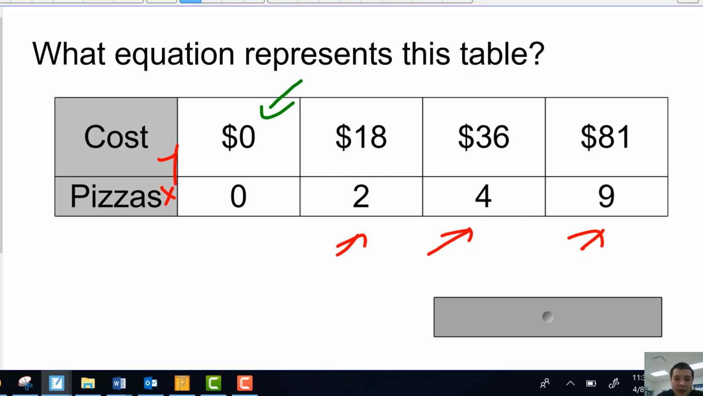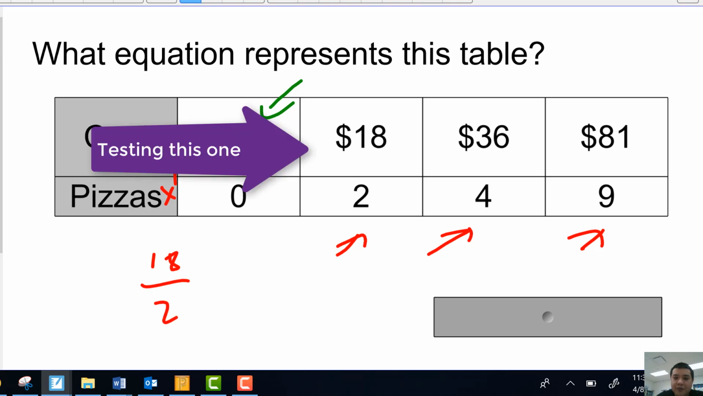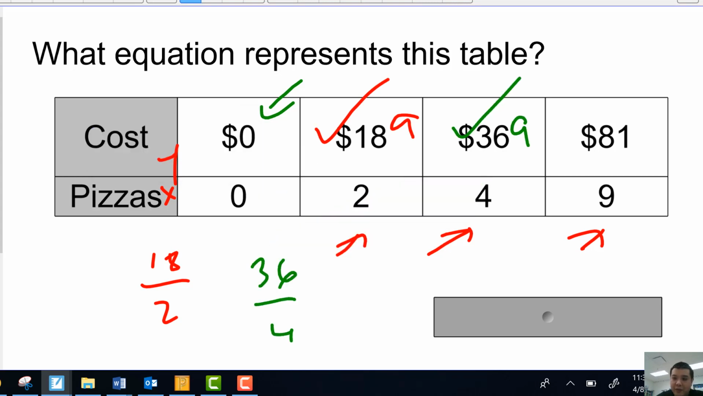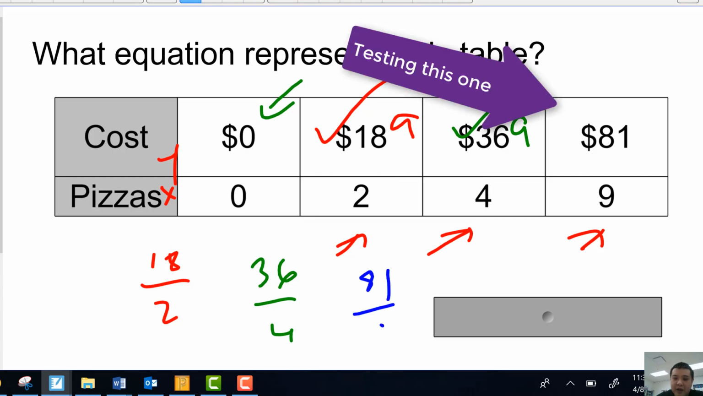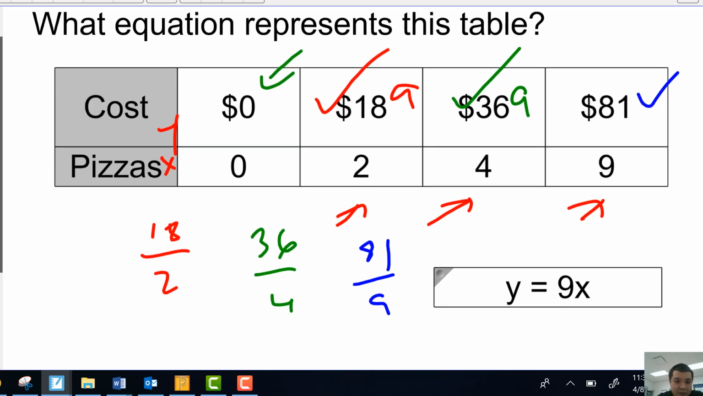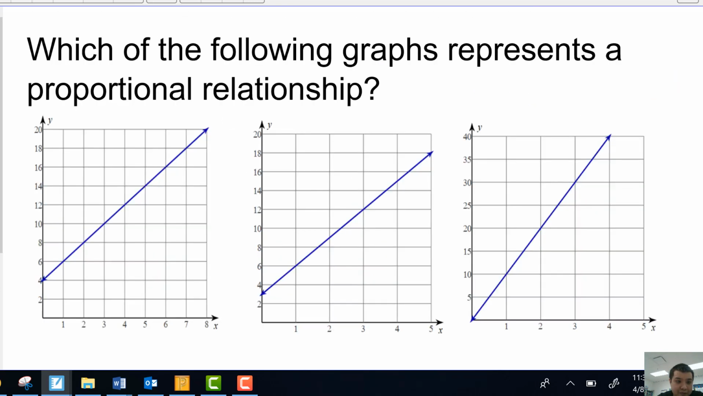So we're going to be doing 18 divided by 2, which is 9. So we've done this one. We're going to do 36 divided by 4, which is also 9, so we're done with this one. So for our proportional, and 81 divided by 9, this is proportional as well. So therefore, our equation is y equals 9x. We're going to graph it.